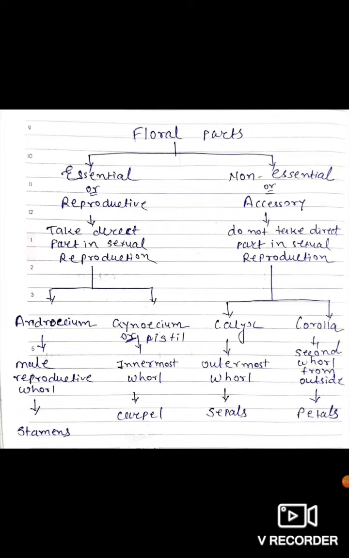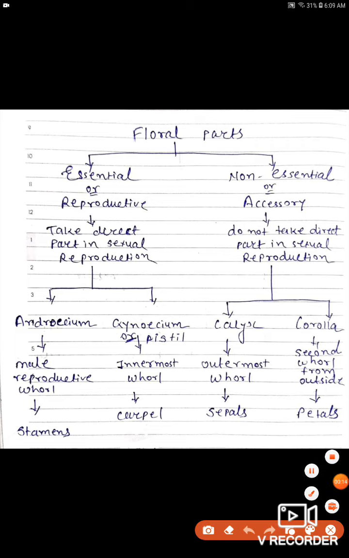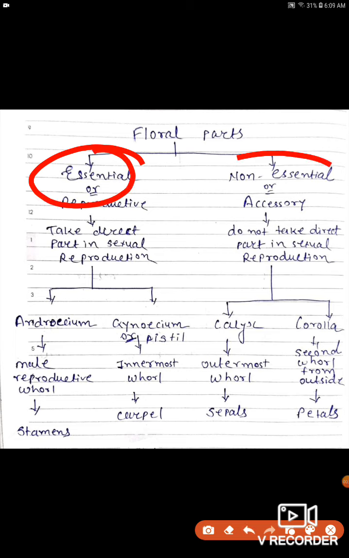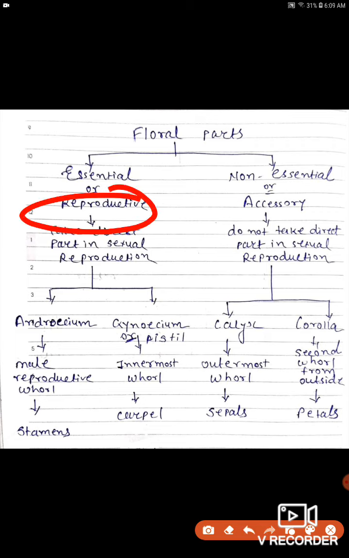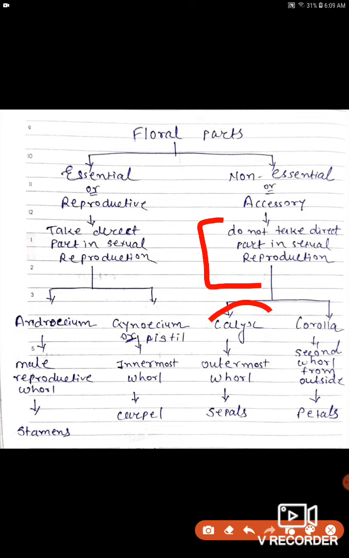As we have started chapter 4 from book 2, you have already learned these two parts in the flower. There are two parts in a flower: essential parts and non-essential parts. The non-essential parts are also called accessory parts. What do you mean by accessory part? Those which do not take direct part in sexual reproduction. They are calyx and corolla.